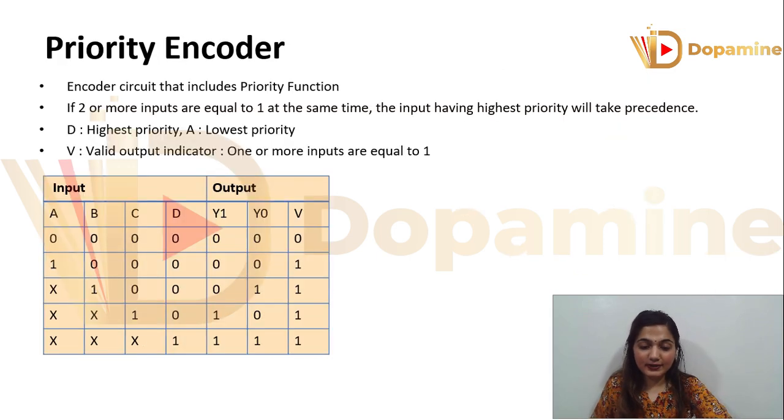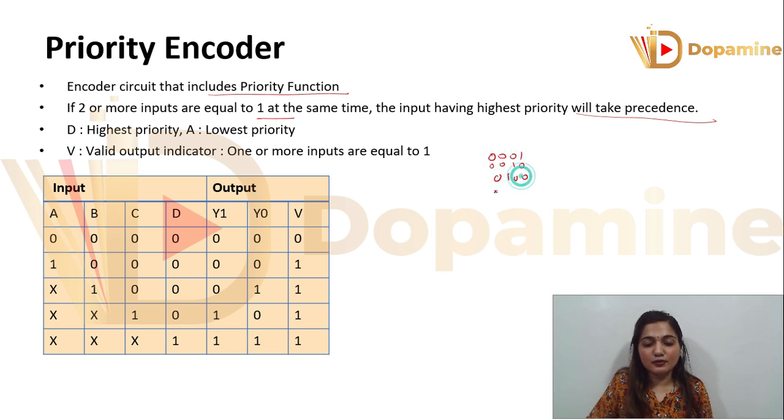In the priority encoder, basically we have the priority function. It is an encoder circuit that includes the priority function. So if we have two or more inputs which are equal to 1 at the same time, then the input which has the highest priority will take precedence. Basically in the encoders, in the 4 to 2 encoder, we took the input as 0001, 0010, 0100 and 1000, and for that we got the output as 00, 01, 10 and 11. But what if I have two input lines as one? So in this case we are going to have the priority encoder.